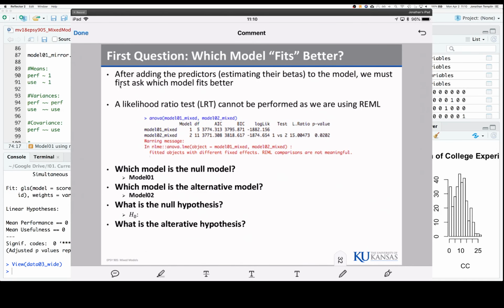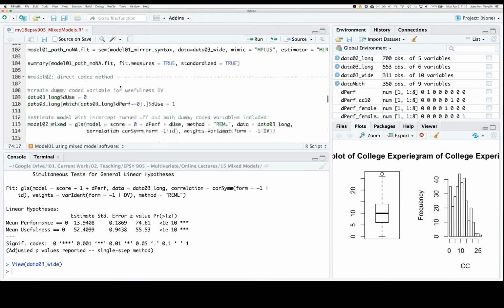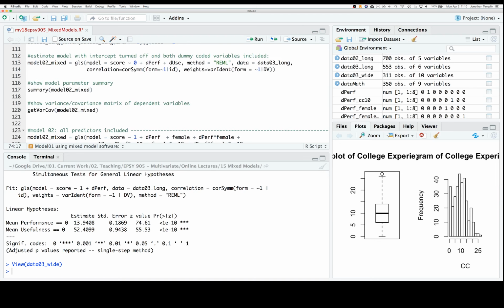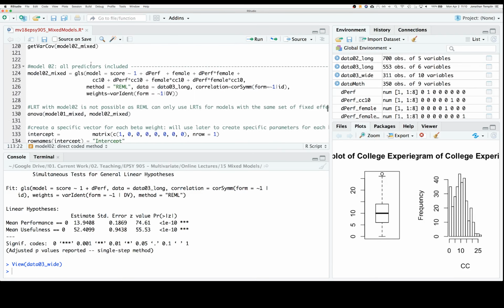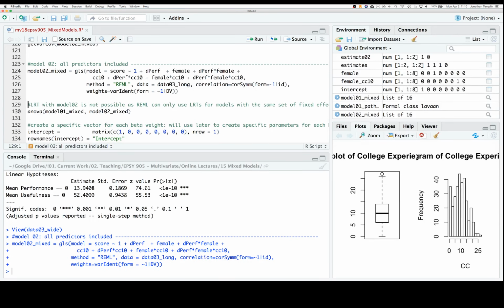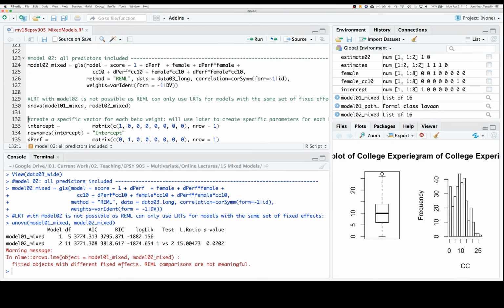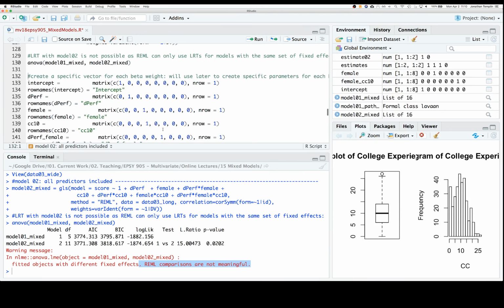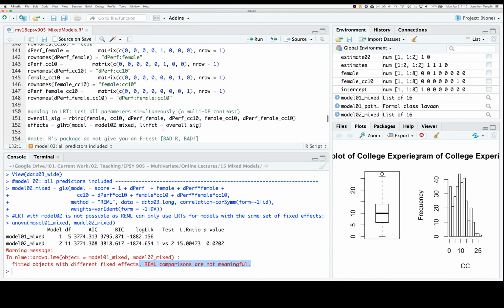So, first thing we want to do is go add our variables to the analysis. Here is this model 2 mixed. What we'll note is an overall likelihood ratio test cannot be performed. It even says this, REML comparisons are not meaningful. So, this is not good. But what we can end up doing is backtracking and trying to figure out whether or not we need these.